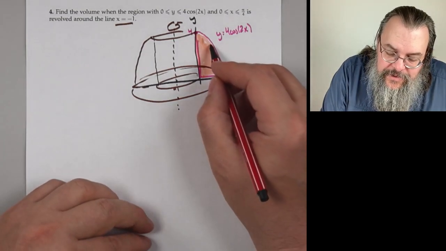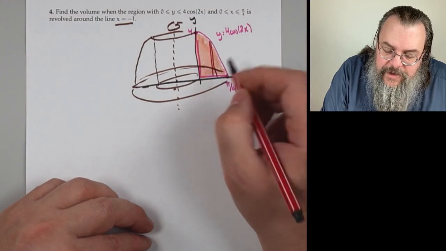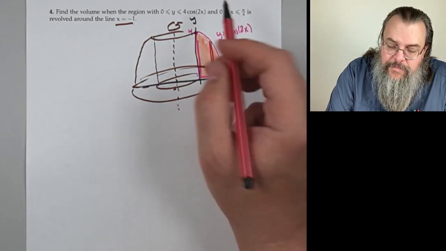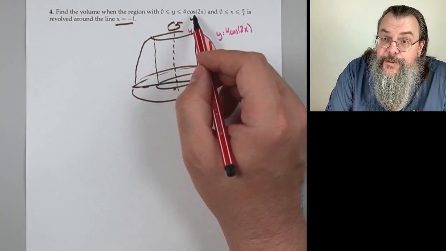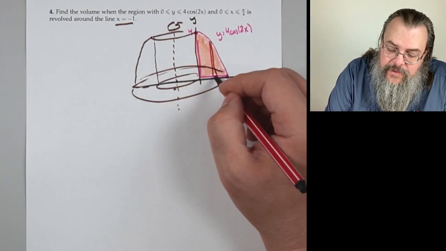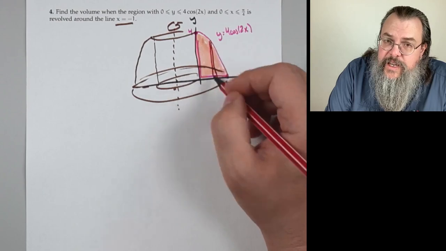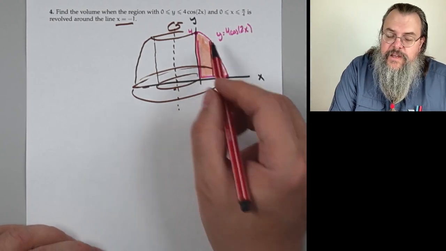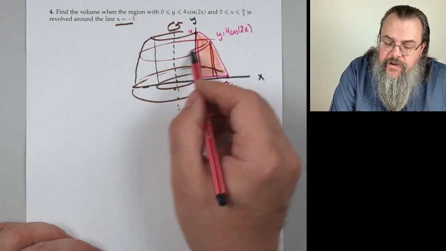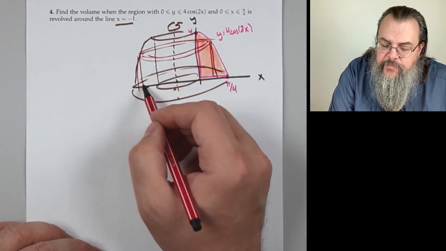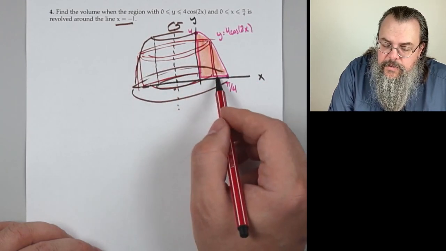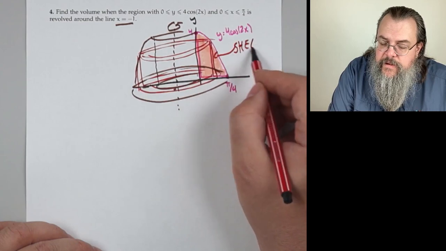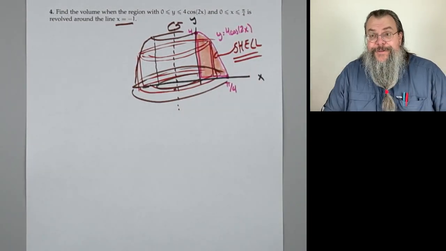Well, we slice, and I'm going to slice this way. Why am I slicing this way? I want to integrate with respect to x because my function is in terms of x. So when I slice, I'm thinking of a small change in x, which is why I have a small change in x up, down. If I was integrating with respect to y, I'd have horizontal slices. Spin this small slice, and what we see is a shell. So this is shell method.